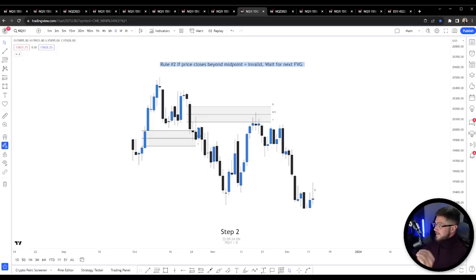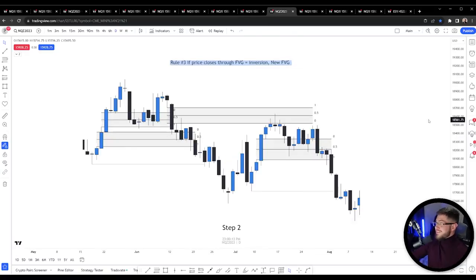Rule number 2 is that if price closes beyond the midpoint, it is invalid. This just means you're going to wait for the next fair value gap. If you see right here, price came down into this fair value gap and it closed beyond the midpoint. So at that time, we would have just waited for the next fair value gap to use this strategy to find bias. Right after that, the price tapped into this level up here, and then it went to the downside. So if this happens, you're just sitting on your hands and waiting for the next high probability situation. And this is how we keep such a high win rate.